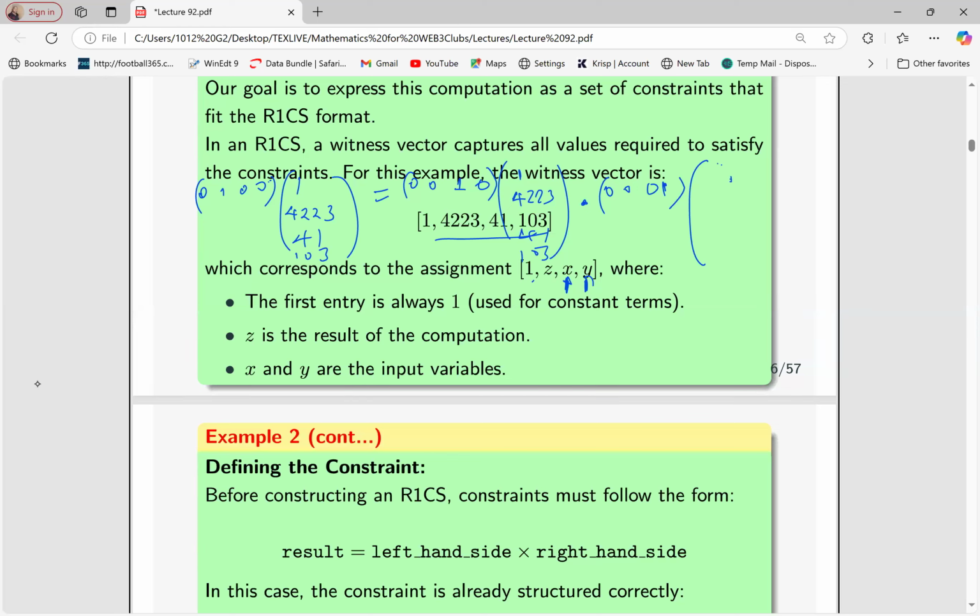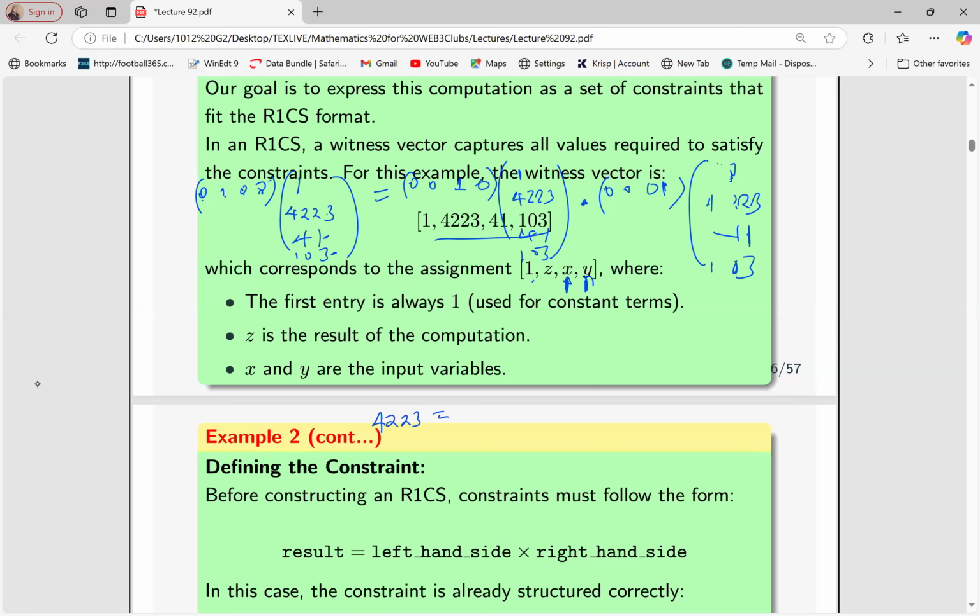1, 42, 23, 41, and then 103. So this equation means the witness is correct, because you can just try to multiply. When multiplying matrices, we multiply a row and a column. So for this row and this column, as you add, 0 times 0, 1 times that will be 42, 23. Then 0 times this will be 0. So the left-hand side has given us 42, 23.